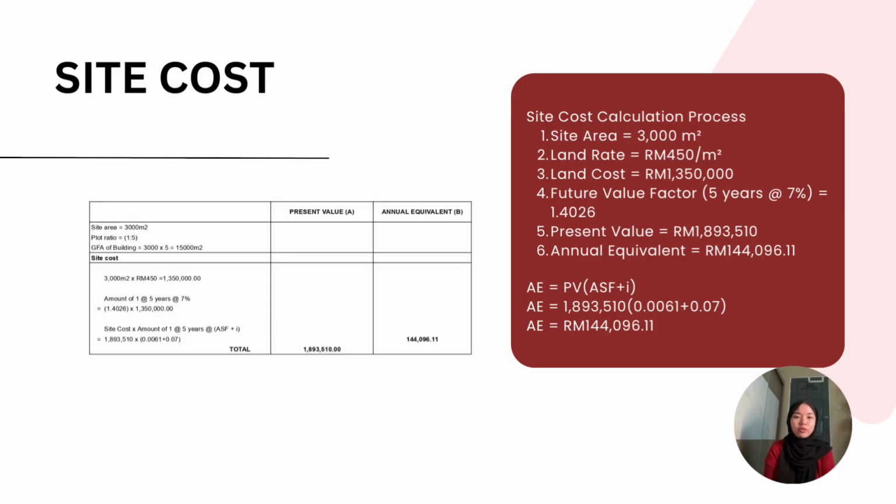1,893,510. To convert this into annual equivalent cost, the present value is multiplied by the annual sinking fund plus interest rate factor, which is 0.0761. So we got an annual equivalent cost of 144,096 ringgit and 11 cent. Therefore, the site cost contributes 1.89 million in present value and 144,000 annually. After determining the site cost, the next step is to calculate the construction cost.